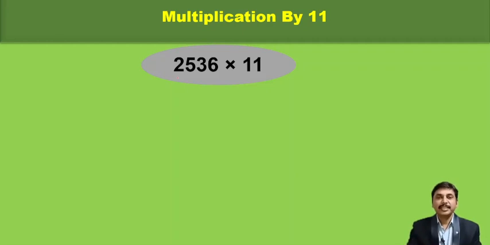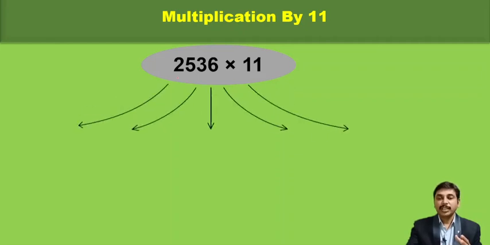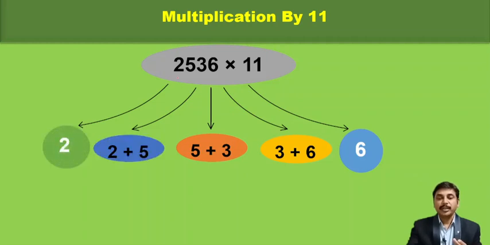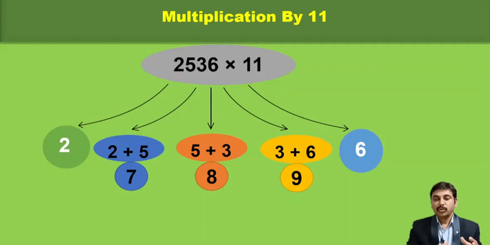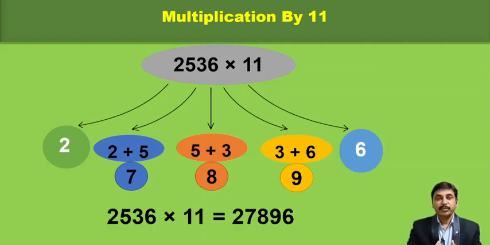Now this is again very similar. 4 digit into 11. Yes, I know that you are able to do this. Very similar position. Just keep this 6 as it is. Then 3 plus 6, 5 plus 3, and next 2 plus 5, and then 2. So just find these sums. 3 plus 6, 9, 5 plus 3, 8, and 2 plus 5, 7. So your answer looks like 2536 is equal to 27896. So that is your final answer.